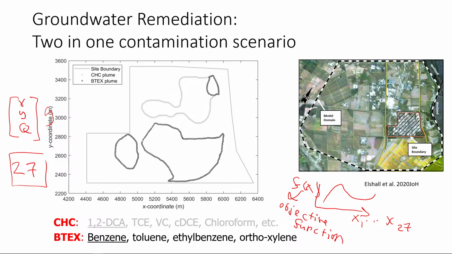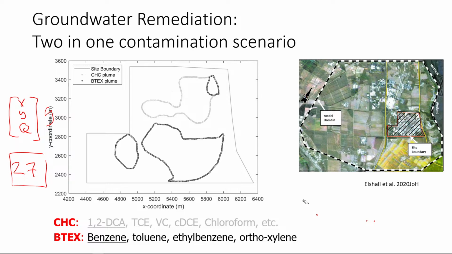Now, this objective function is not easy. First of all, I want to minimize q, how much I'm pumping, because the more I pump, the more cost, more energy cost and so on, and even treatment cost, because you get more contaminated water. So I want to minimize q. That's my objective function, subject to several constraints. Number one, I want to capture the plume.